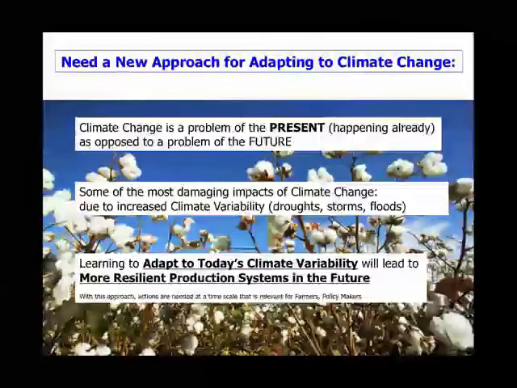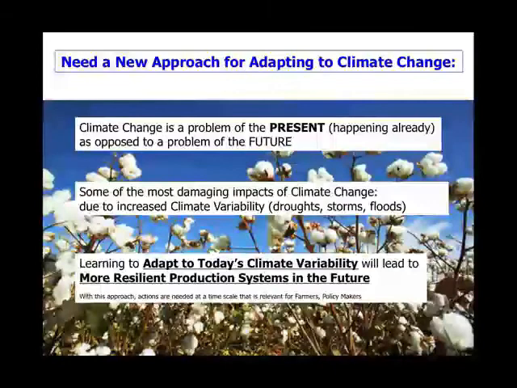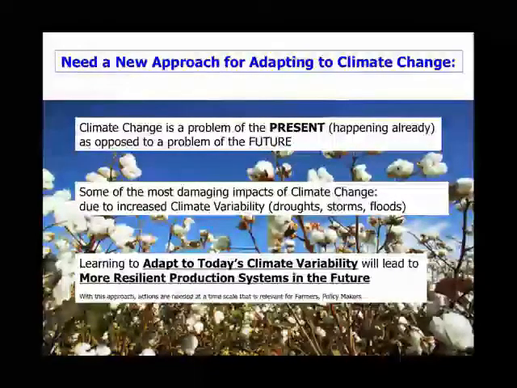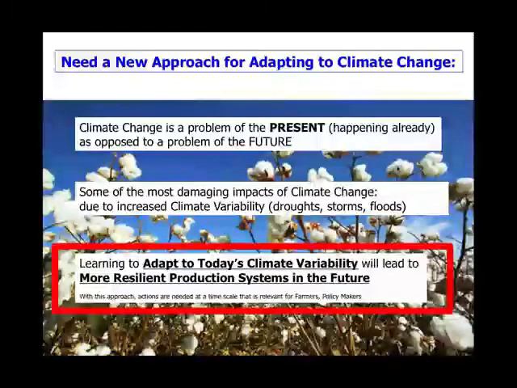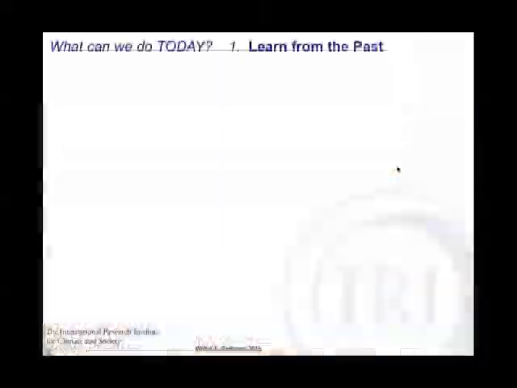We don't have to wait until 2050 or 2080 to see what the climate change scenario looks like. It's today. What can we do today to improve adaptation to climate change? We can start by improving adaptation to current climate. So the rest of the presentation will be focused on that.